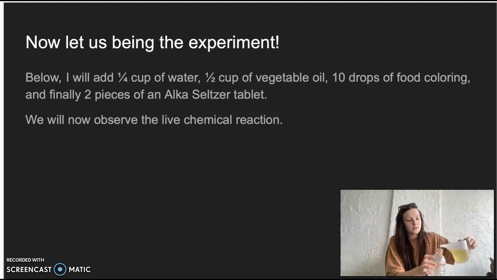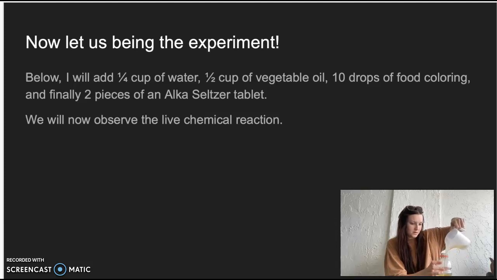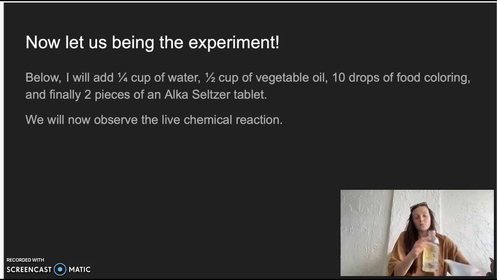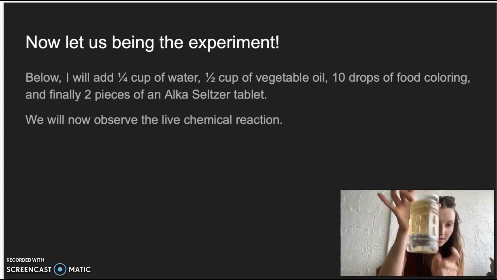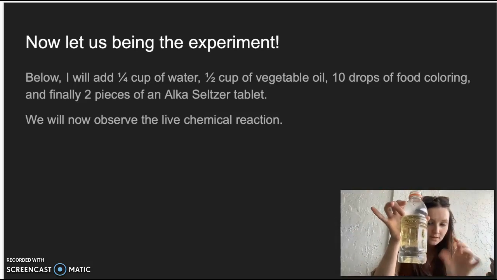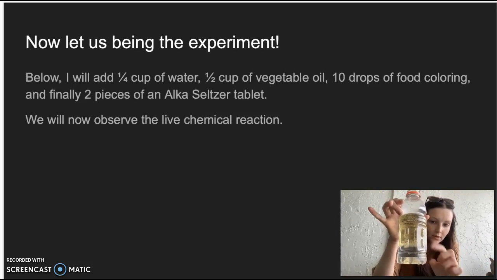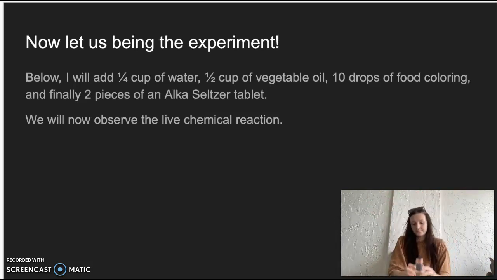And next, we're going to fill up the oil. And we're going to leave about 1/4 of some room at the top so that we can drop the Alka-Seltzer tablets in and actually see what's going on. So obviously our water and our oil aren't mixing, so the water is going to be at the bottom. Oil is on the top.